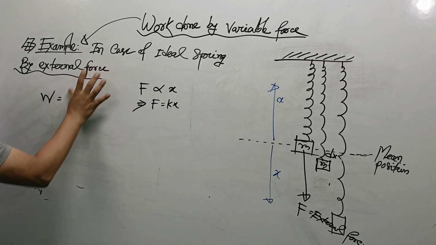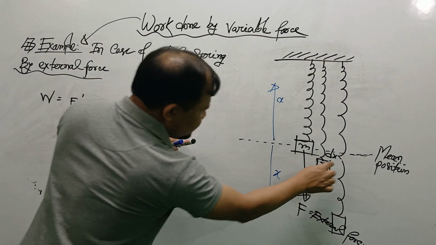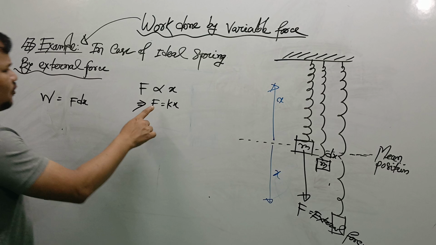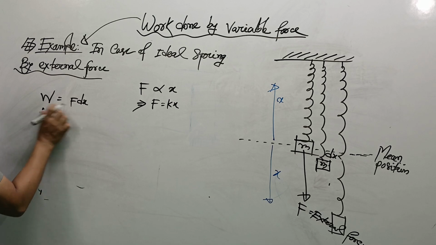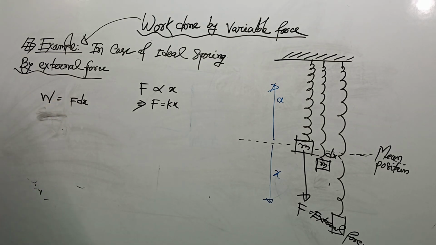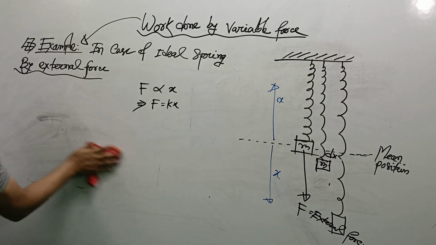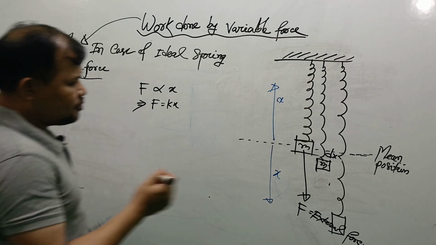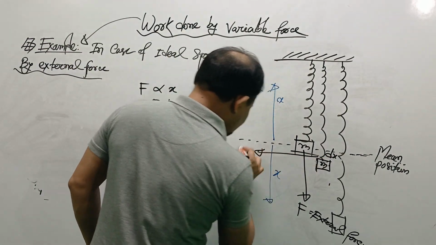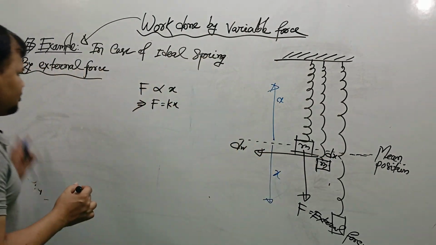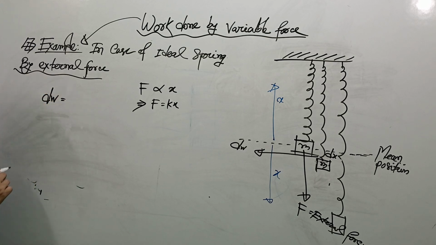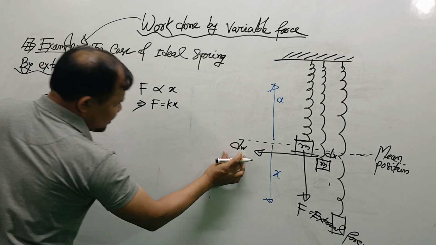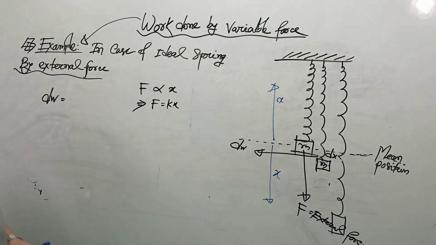Because of this very small amount of displacement, the force needed is F. So we can write this equation this way. Suppose because of this very small amount of displacement, the work done will be very small. So we can write dW, a very small amount of work.